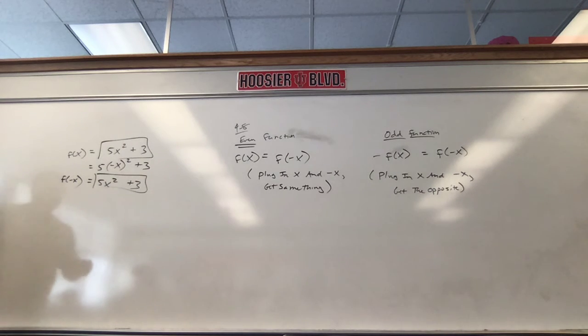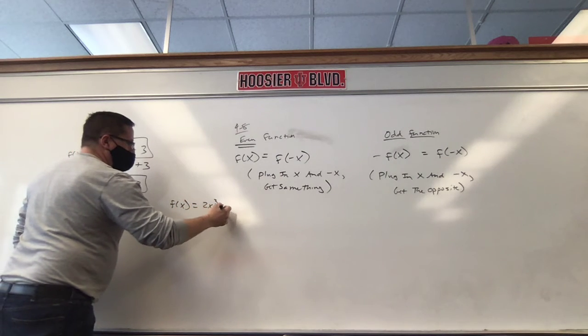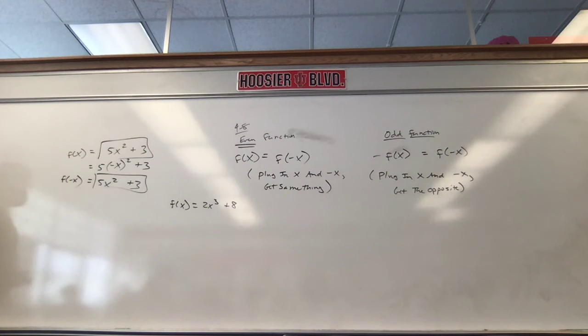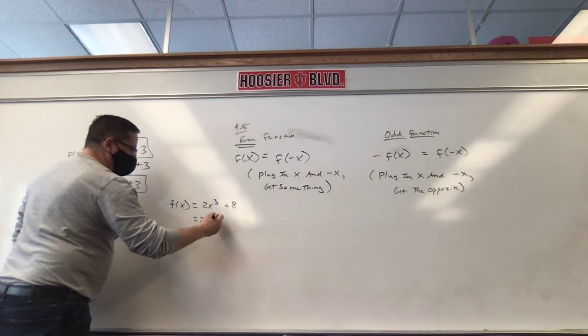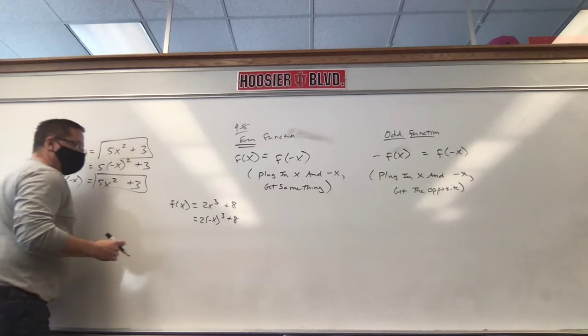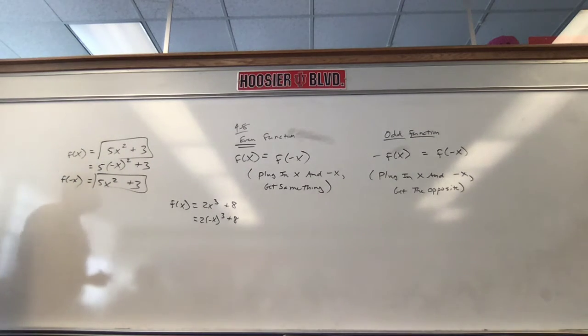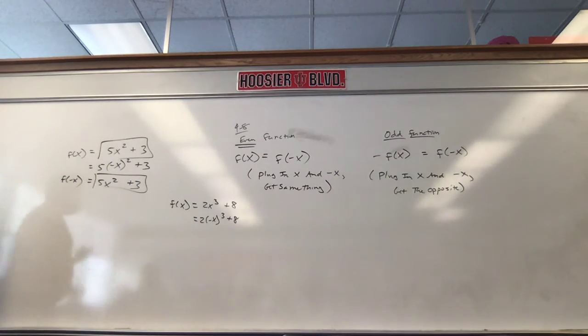Okay. Now, if I gave you this right here, f of x is 2x to the third plus 8. That's going to be an odd function. How do we prove it? What do I plug in for x? Negative x. 2 times negative x cubed plus 8. Okay, I lied. Just keep going here. I just made a mistake. What's negative x cubed? What's negative x times negative x times negative x? Negative x to the third.